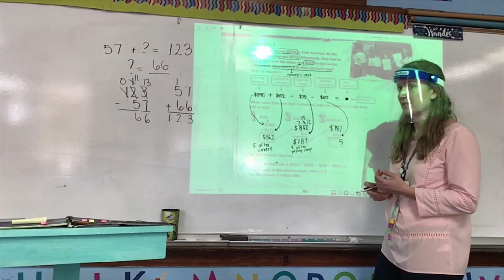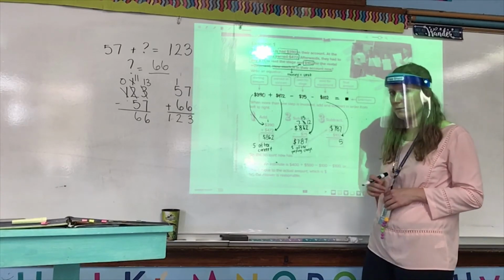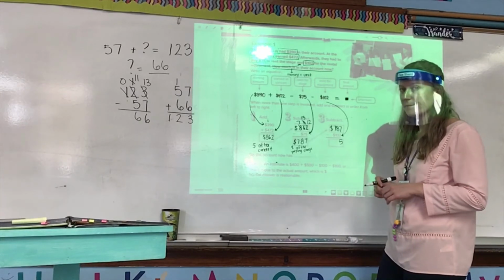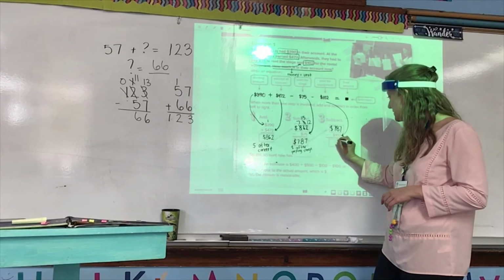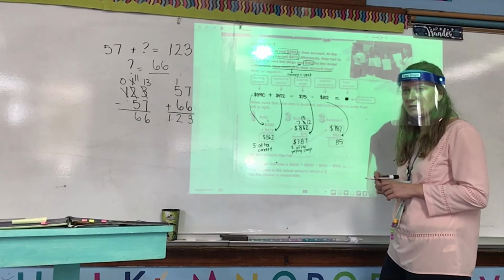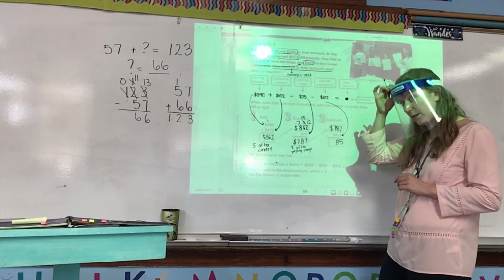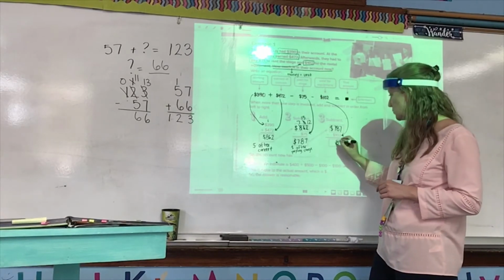What do I do in the tens place? Subtract. I have 8 tens. Can I take away 0? 8 minus 0 is? Step 3. I have 7 hundredths. Can I take away 1? 7 minus 1 is?